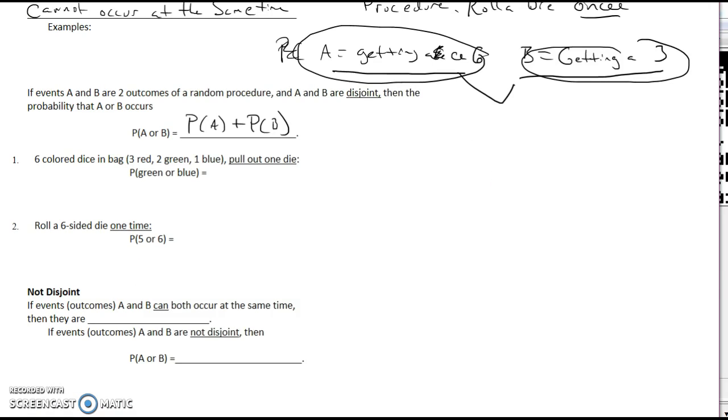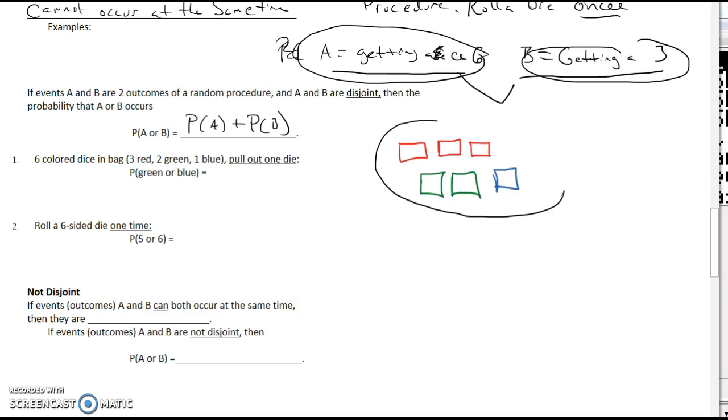I think I can simulate this. Alright, so here's my bag with my different dice in it, right? And there are 3 red, 2 green, and 1 blue. And it says find the probability of getting a green or a blue. So these can't occur at the same time. I can't pick out a die and it be green and blue at the same time. So these are mutually exclusive or disjoint events.